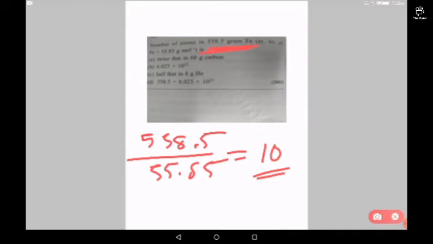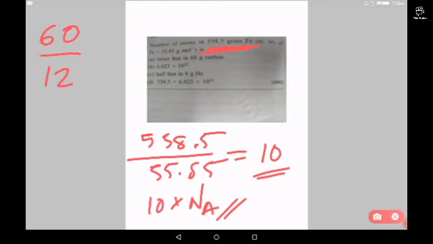Now there are 10 moles, means 10 into Avogadro number of atoms will be there. And we can check the options. Twice that of 60 gram of carbon. So we need to check how many atoms are there in 60 gram of carbon. In 60 gram of carbon, 60 by 12 moles will be there. That will be equal to 5. So 5 into Avogadro number of atoms are there in 60 gram of carbon.